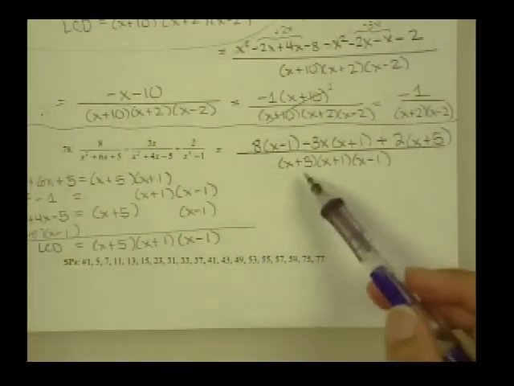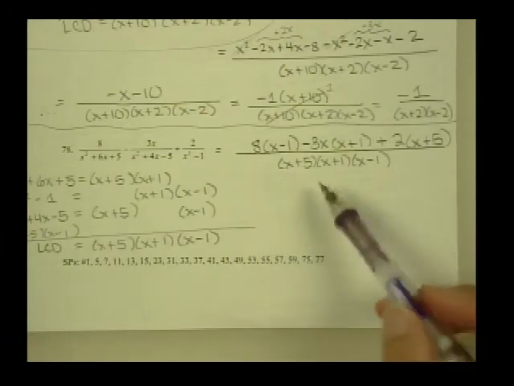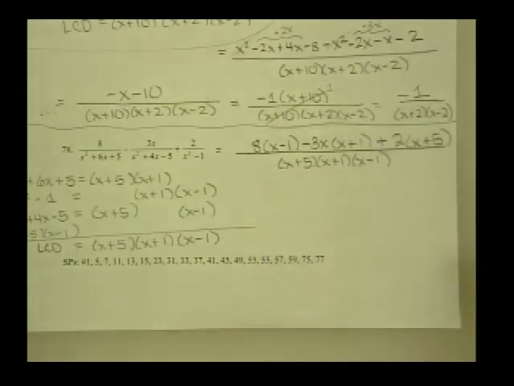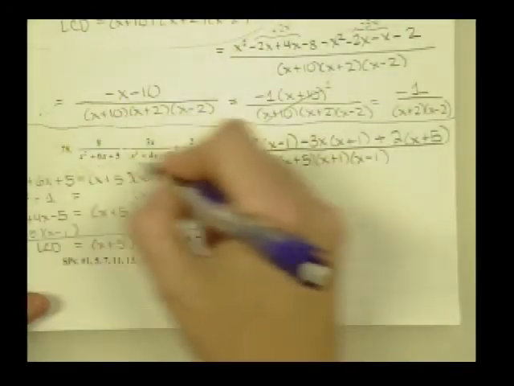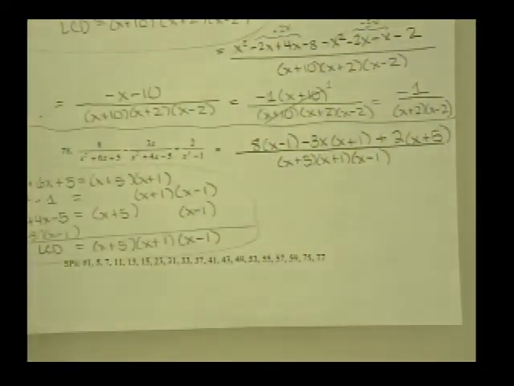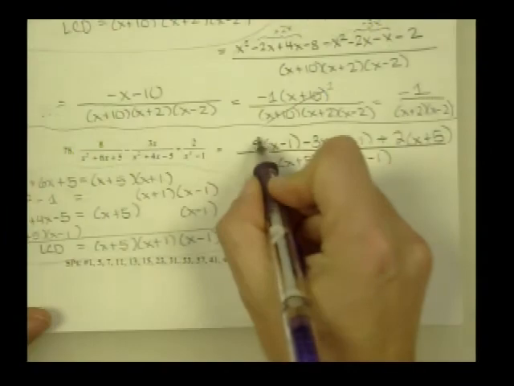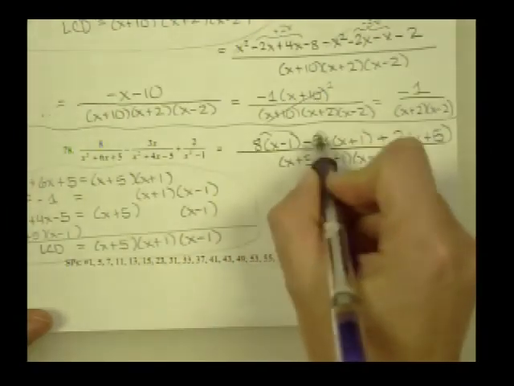Can I cancel the x plus 5s? No, because it's not factored in the top. Okay, so the first thing we have to do, the bottom is already factored. The bottom is fine. It's the top that we need to take care of. So we need to distribute, multiply everything out.